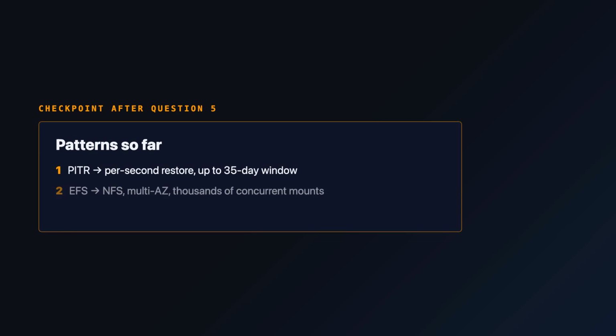Five in: Shield, EFS, PITR twice with different wording, and Compute Optimizer over Cost Explorer. Service specificity beats generic-sounding answers every time.